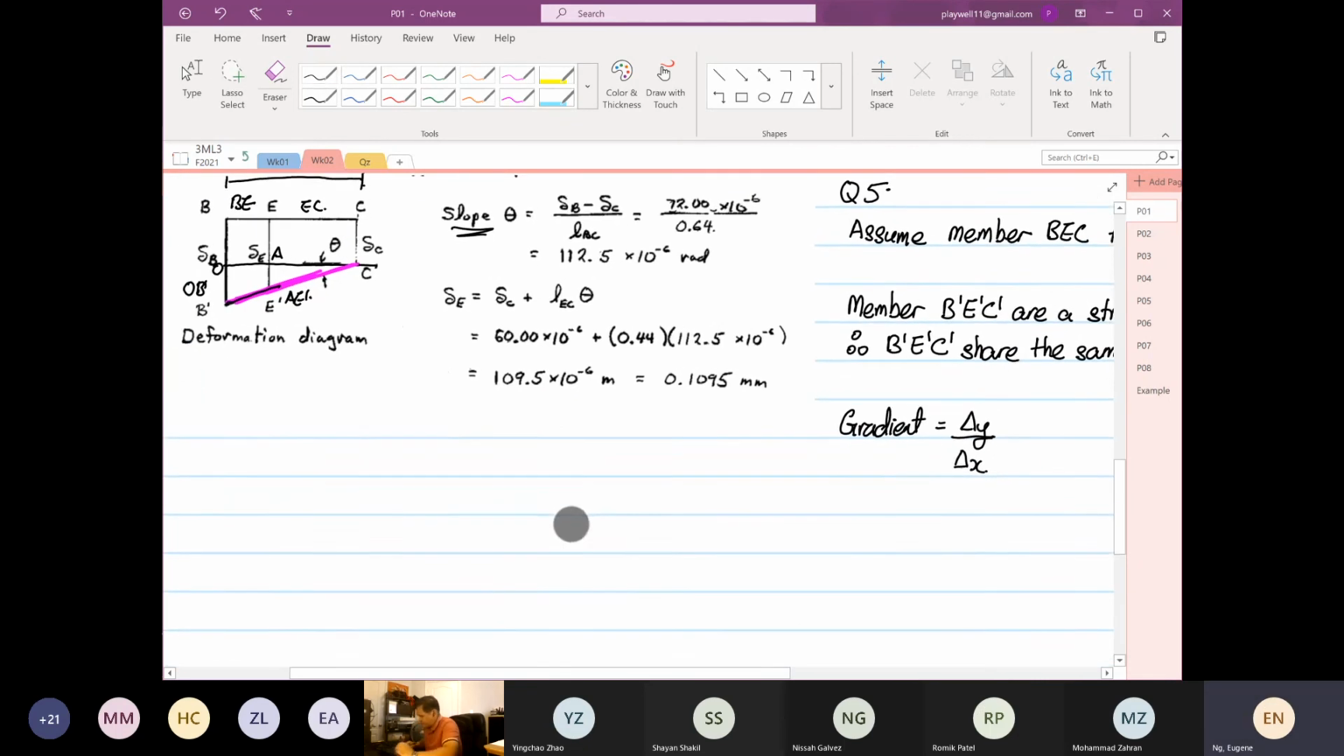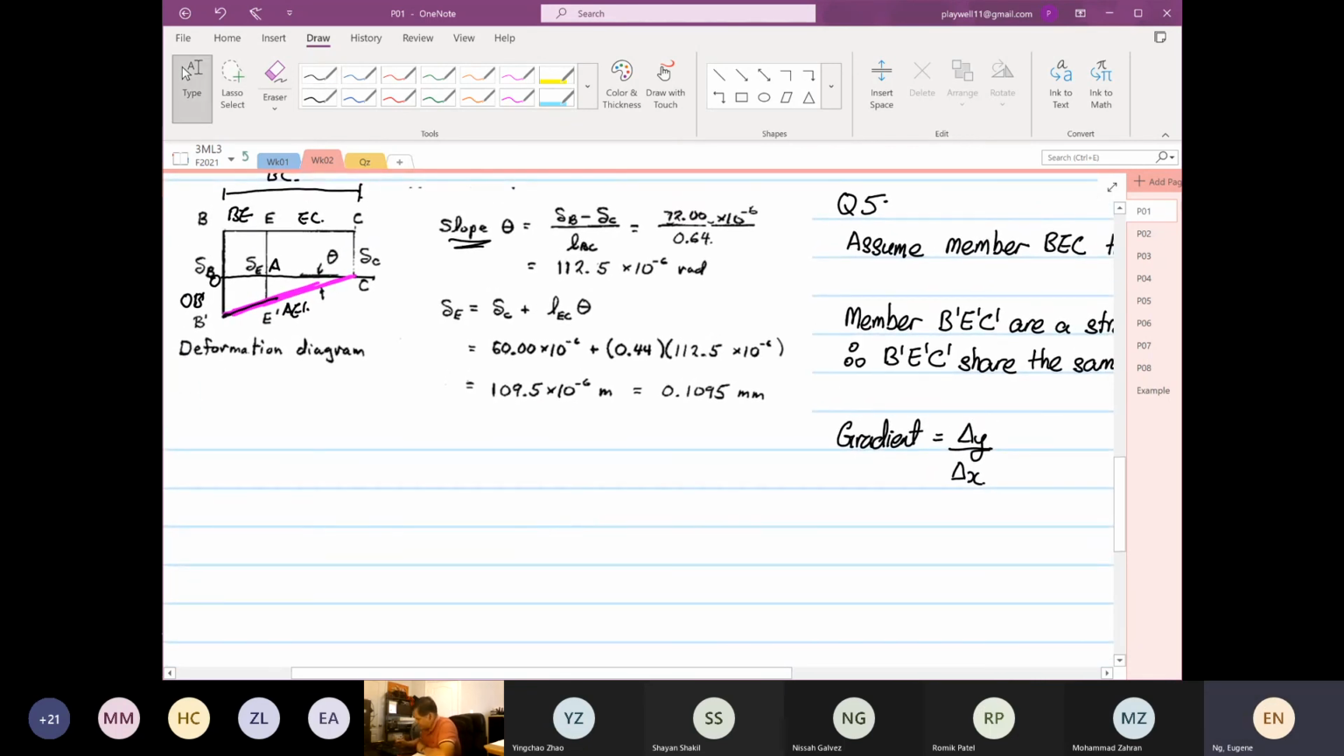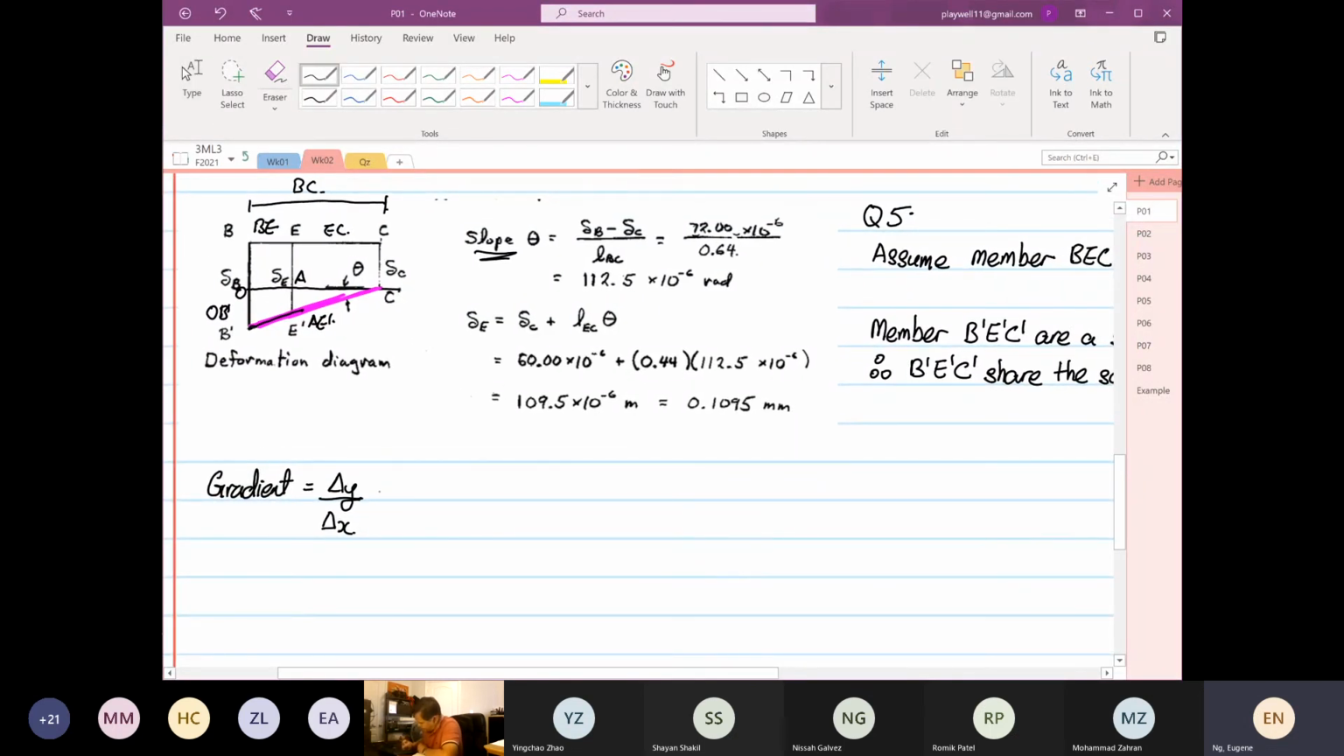So you just form the equation: the change in y over the change in x. Let me put this down here so it's easier for you to see. You can write the expression as change in y at point B, so we have OB prime divided by BC, and this is also equal to change in y, which is AE prime.